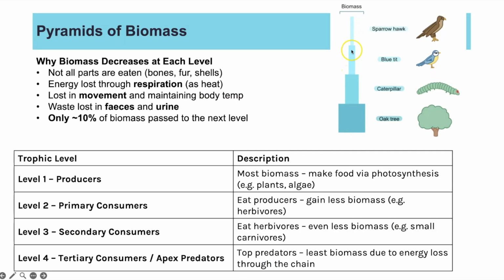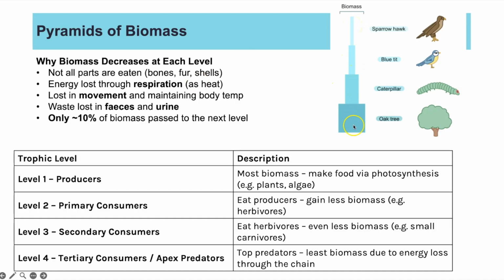This here is what we mean by a pyramid of biomass. So it starts widest and it gets narrower and narrower. And every layer of this pyramid is representing the population size of the individuals, so that particular species, in our food chain. So we start with oak trees. They have the biggest biomass. Then we have caterpillars, blue tits and sparrowhawks.